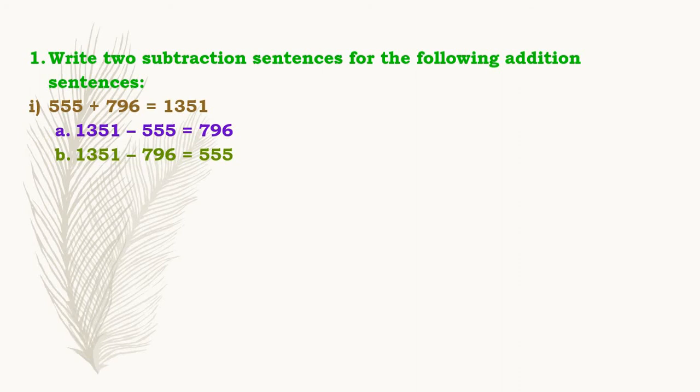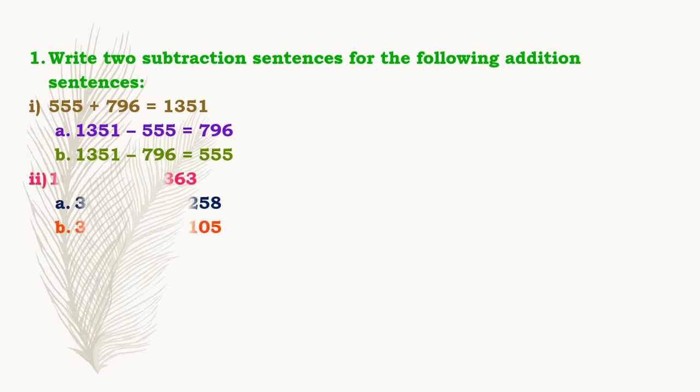555 plus 796 is equal to 1351. So for this we can write two subtraction sentences. That means 555 and 796 are addends, okay, and 1351 is the sum. So if we subtract any of the addends from the sum, we get the other addend. Okay, so these are the two subtraction sentences for this addition sentence.